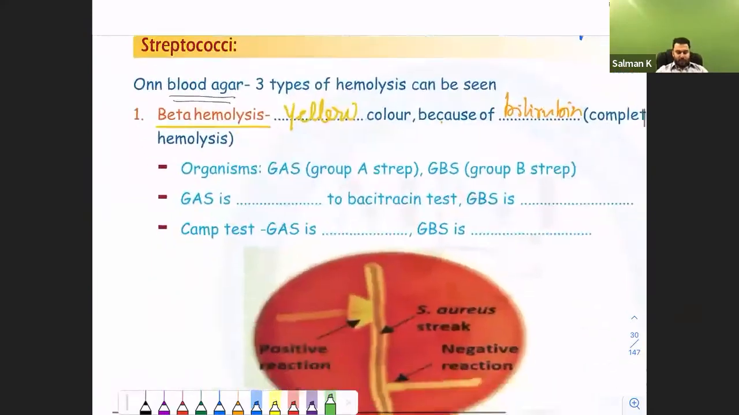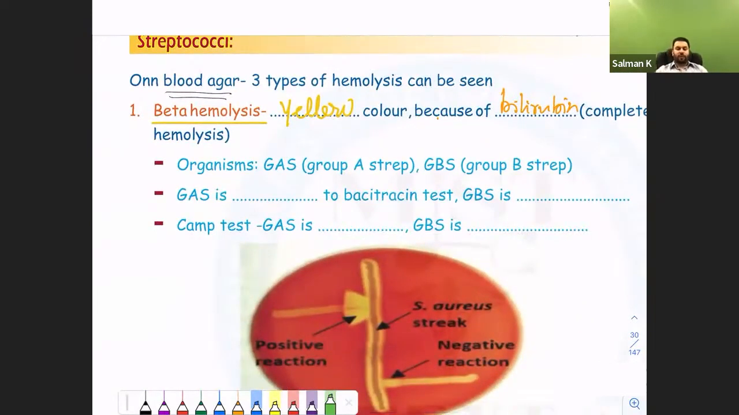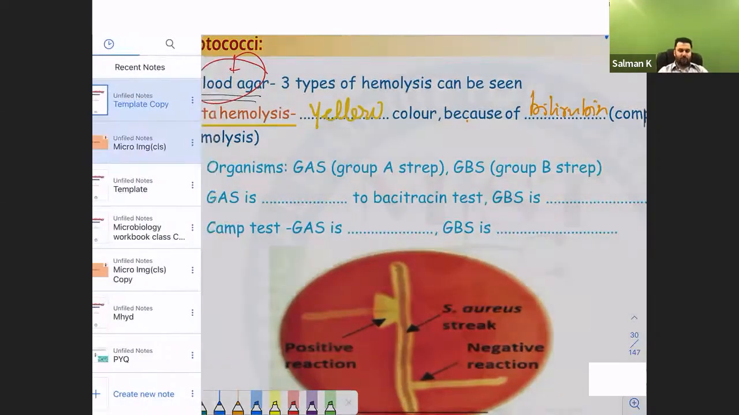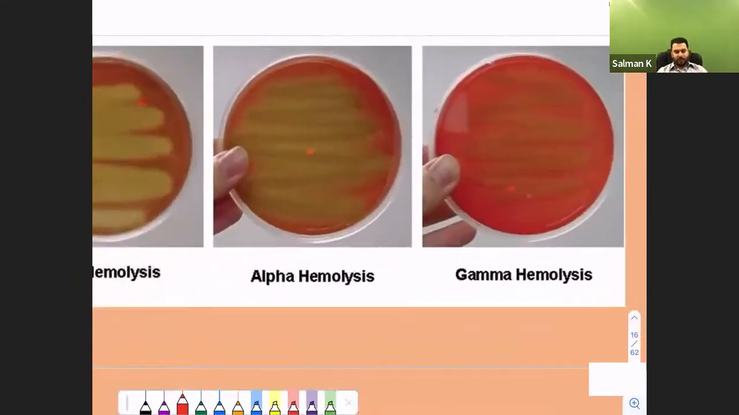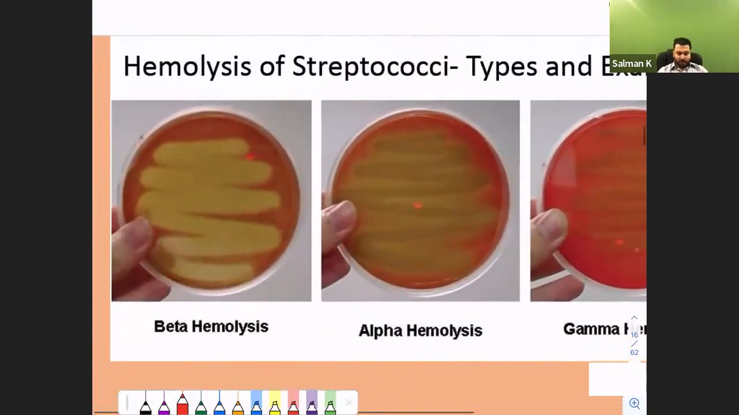Done. Next, streptococci. When you put the organism called streptococci on blood agar, three types of hemolysis can be seen, but actually speaking, only two are important to us because they are the actual hemolysis. The third one is no hemolysis. If they're doing hemolysis, there are two types. One is complete hemolysis called beta hemolysis. Next, incomplete hemolysis called alpha hemolysis. And if there is no hemolysis at all, that's called gamma hemolysis, which is a misnomer. Actually, it's not a hemolysis at all.